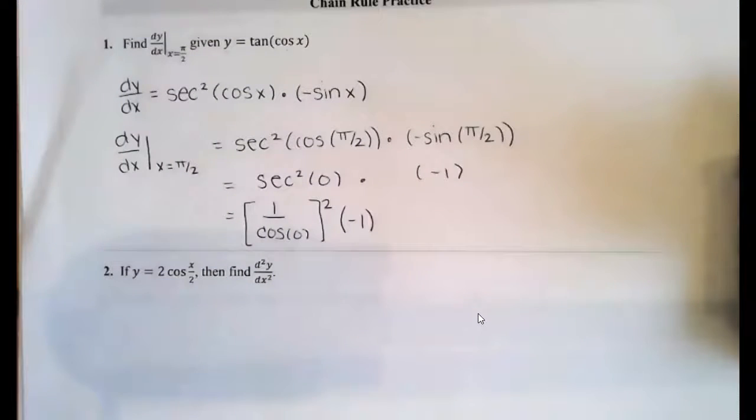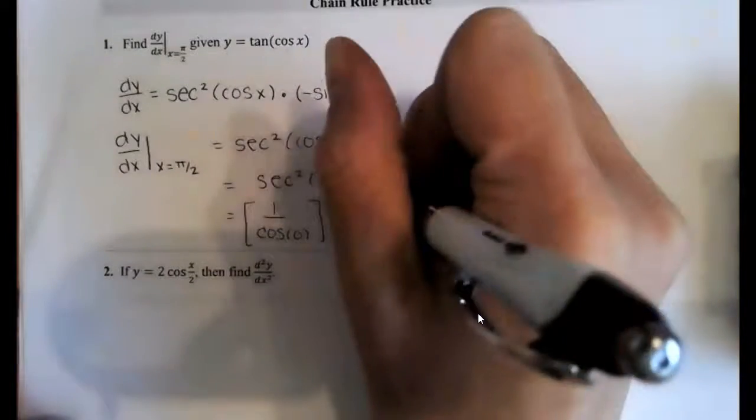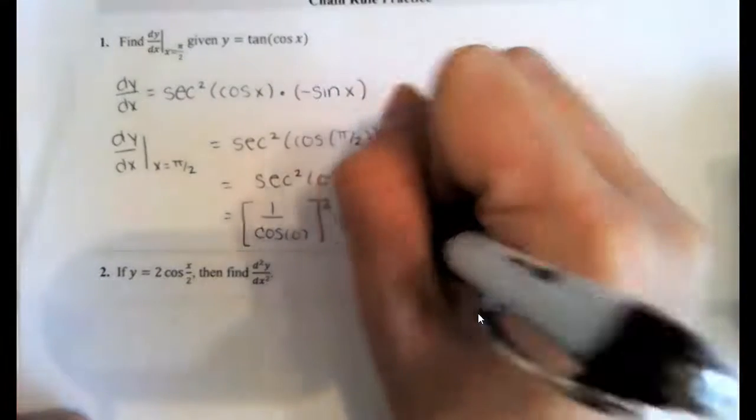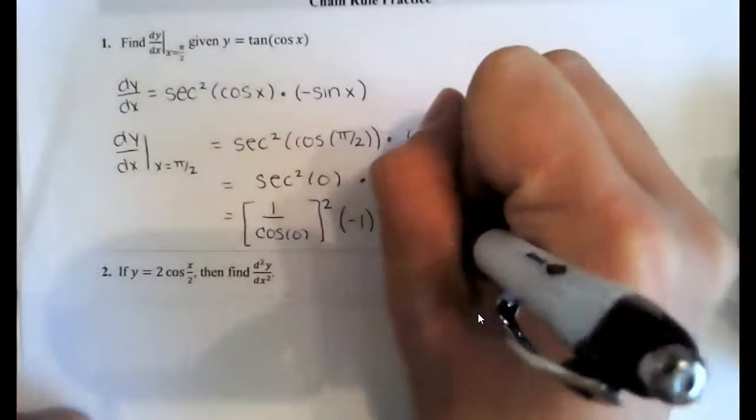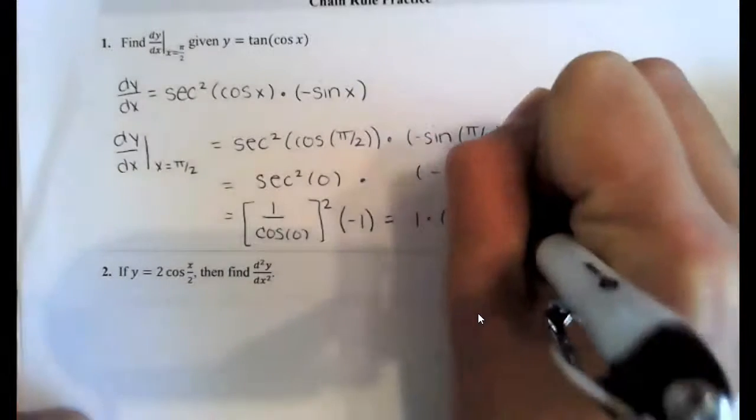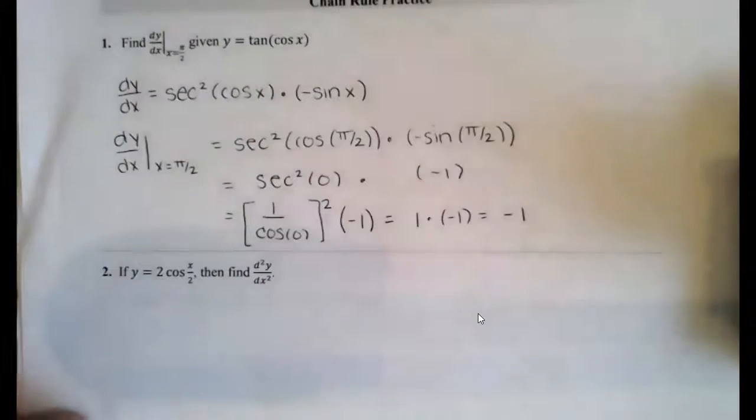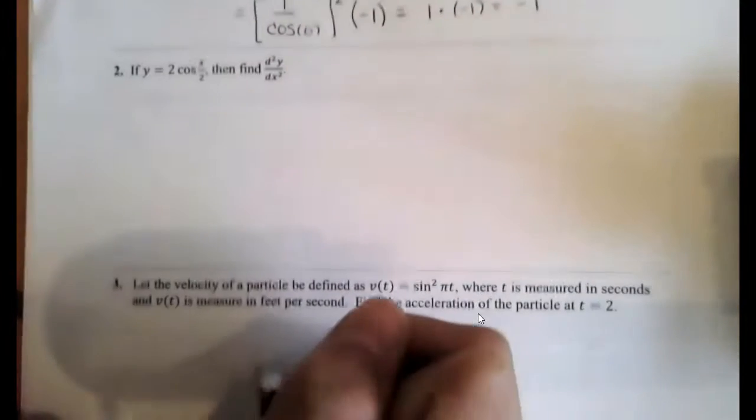So again, cosine of 0 is 1. Therefore, we get 1 over 1, which is 1. 1 squared is 1. So you get 1 times negative 1, which is negative 1. Number 2.